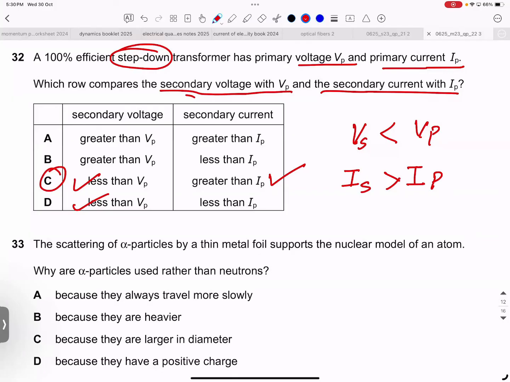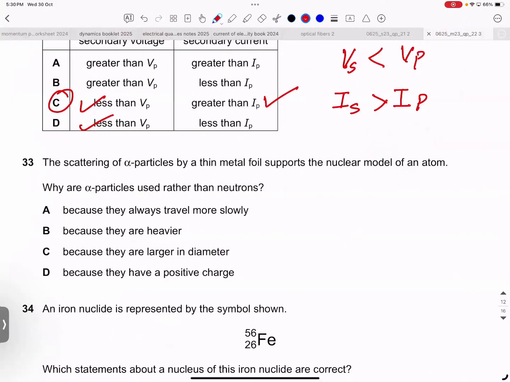Question number 33. Alpha particle scattering by a thin metal foil supports the nuclear model. Why are alpha particles used rather than neutrons? Neutrons have no charge, my dear. Alpha particles are positively charged, so they will show deflection. Alpha have positive charge.